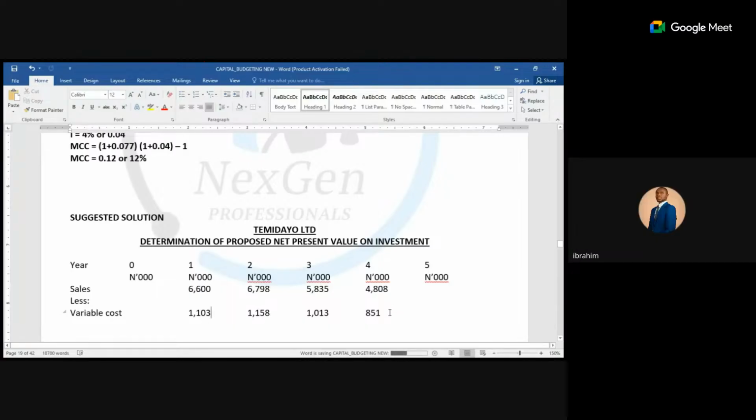Thank you. So what do we have in incremental fixed cost? We have 473, 496, 521, 547. What do we have again?